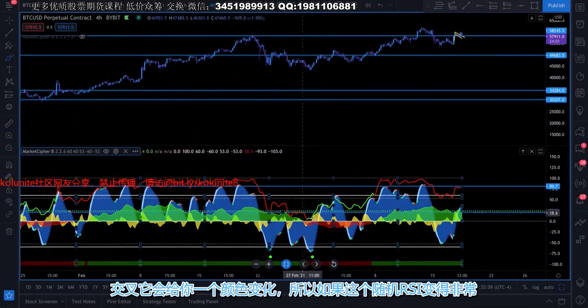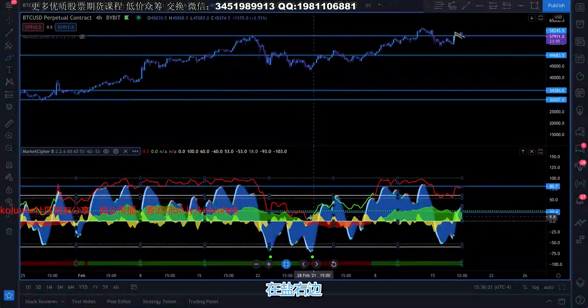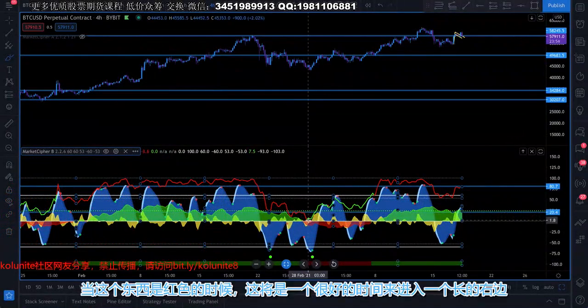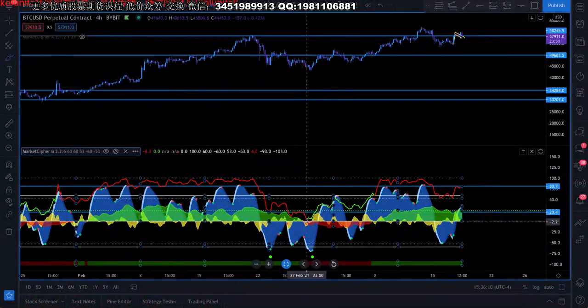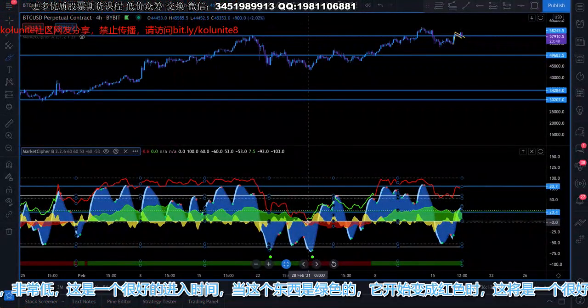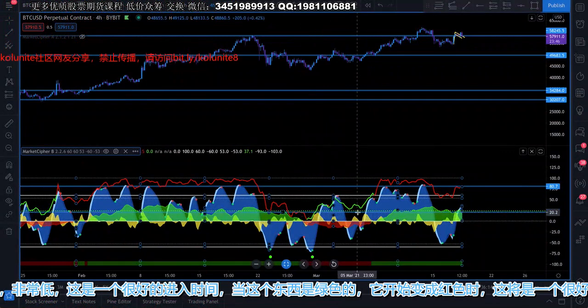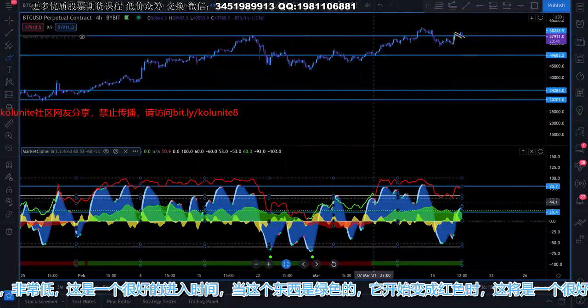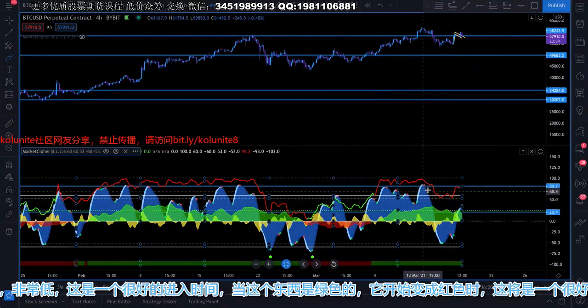So if this stochastic RSI becomes very oversold, right, it comes down below the 20 line, this would be a great time to look to enter a long, right? When this thing is red and it turns green and it's very low, that's a great time to look to enter a long. And contrarily, when this thing is green and it starts to turn red, that would be a great time to look to enter a short.